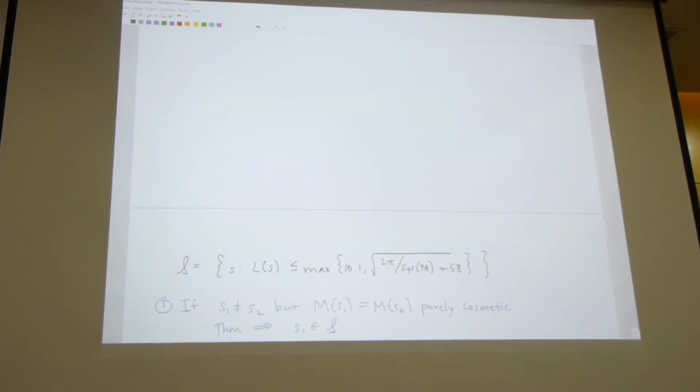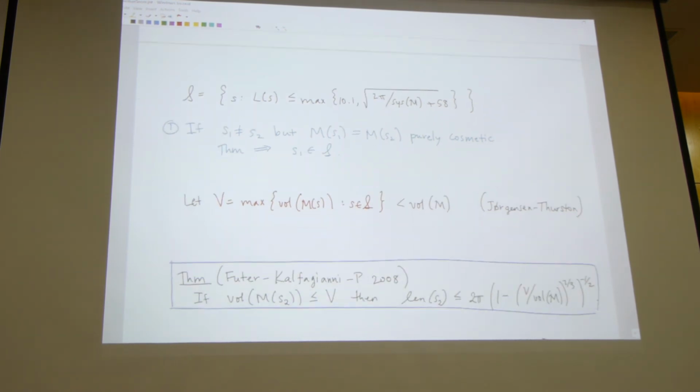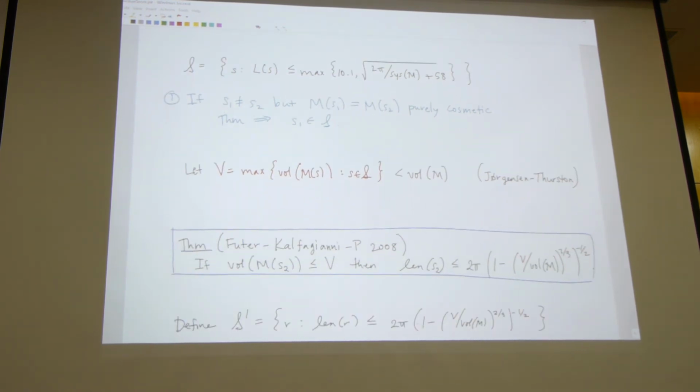Okay, here we go. How does this work? Let's take curly S to be all slopes whose normalized length is less than the maximum of 10.1 and the square root of 2 pi over the systole plus 58. You handed me M, so I can compute its systole, and I can find a finite number of slopes whose normalized length is less than this bound.